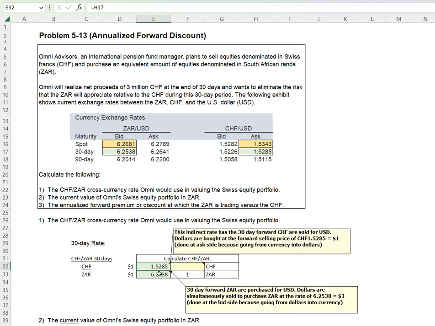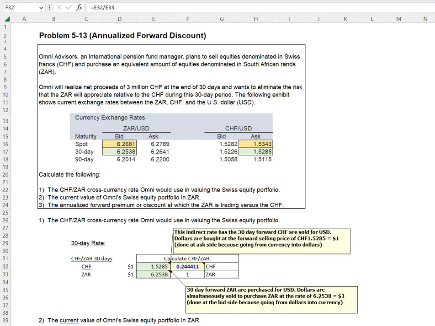1.5285. The denominator for the South African rand, we are going to be simultaneously selling dollars to purchase rand at a rate of 6.2538 rand per dollar. We're using the bid side since we're going from dollars into the foreign currency. Our exchange rate then of Swiss francs to South African rand is going to be 0.244411 Swiss franc per South African rand.